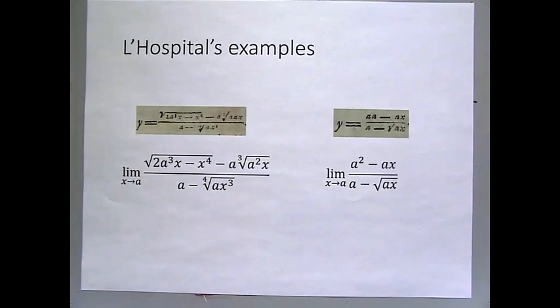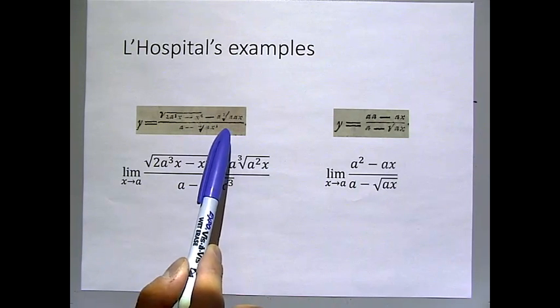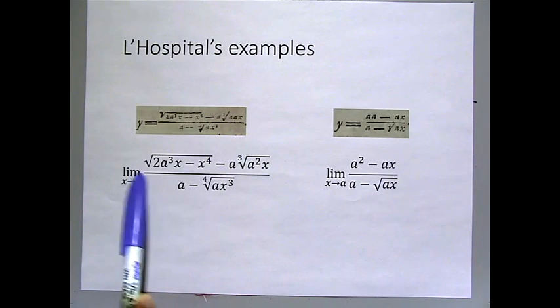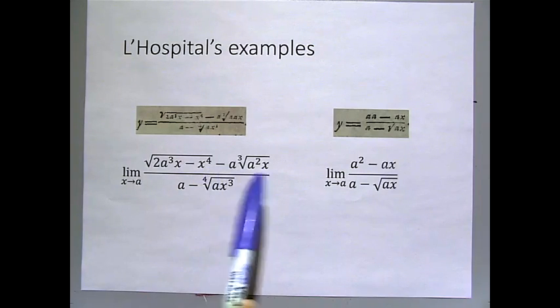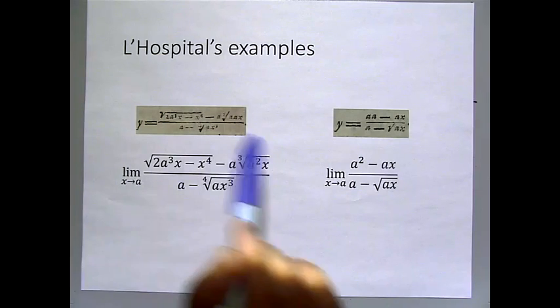He gave two examples in his textbook, and they're kind of interesting. The example on the left, using the old notation back from his days, in modern notation, we would recognize this as the limit as x approaches a of radical 2a cubed x minus x to the fourth minus a times the cube root of a squared times x over a minus the fourth root of ax cubed. Clearly something made up to demonstrate a rule. Okay, so that's the first example he gave.